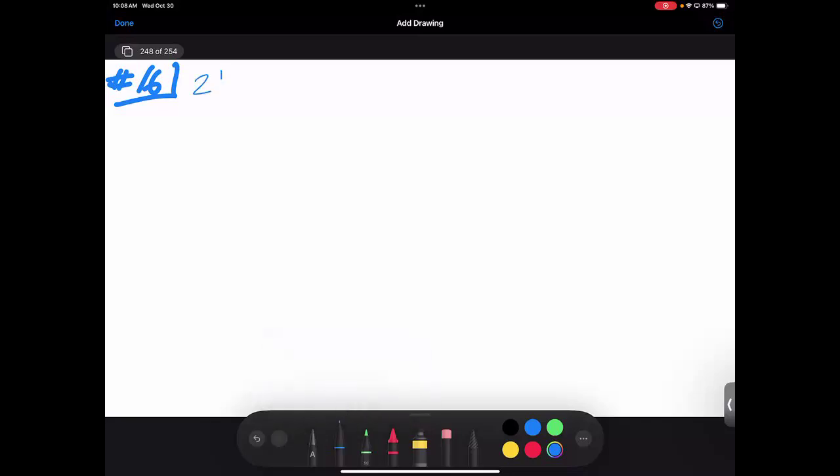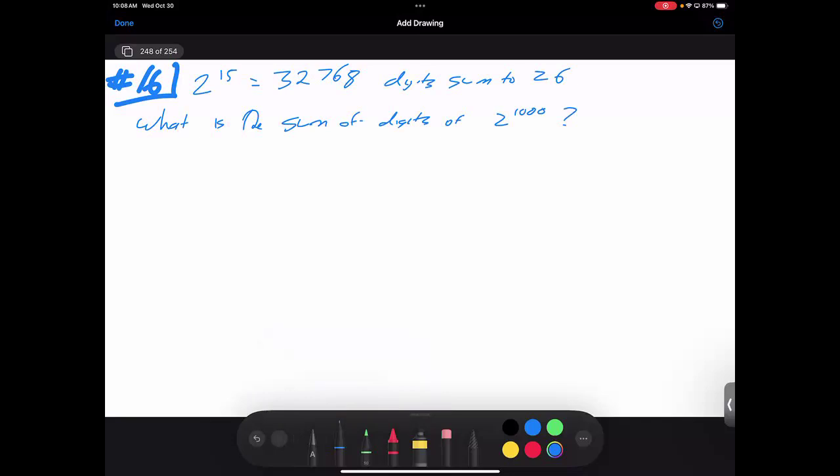Okay, so we have 2 to the 15 equals 32768, and the digits sum to 26. What is the sum of digits of 2 to the 1000? Can somebody give me a trivial way to solve the problem? Just brute force it. Okay, so one solution is brute force.